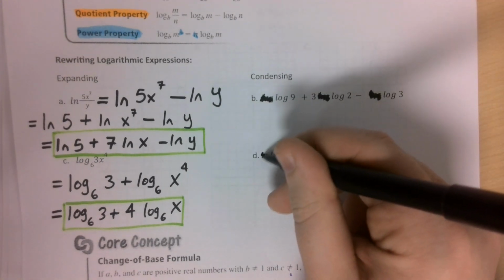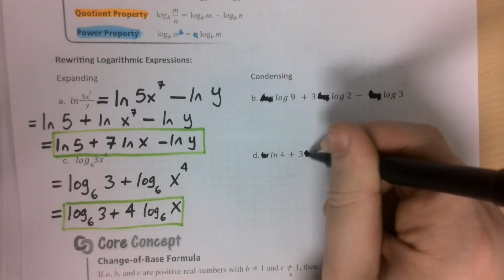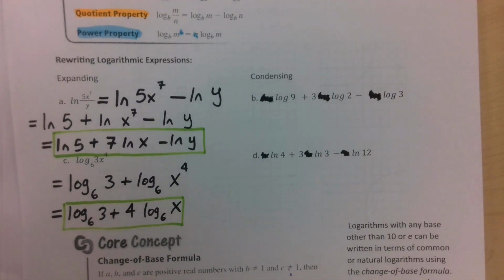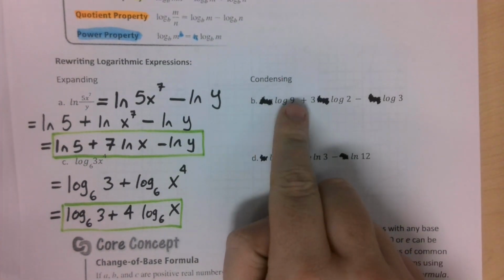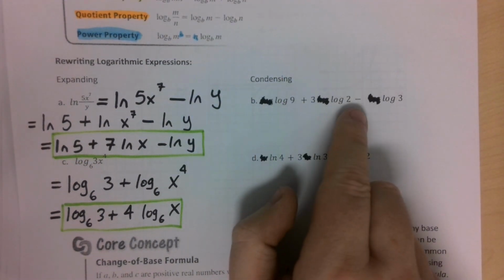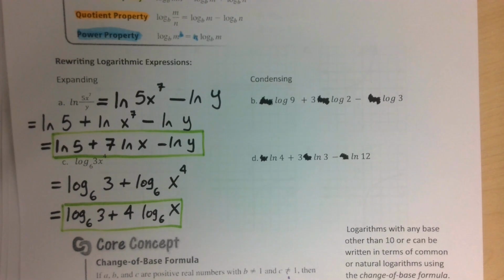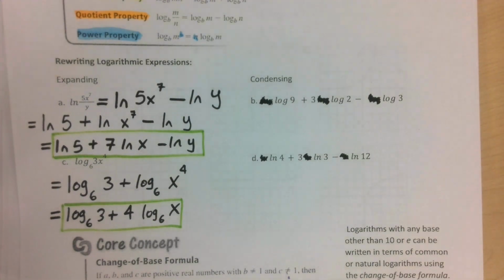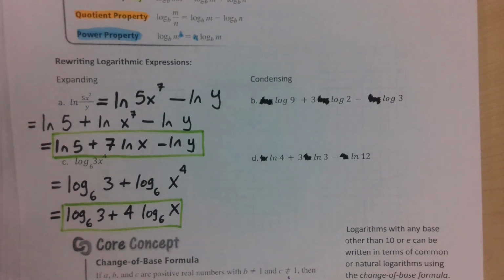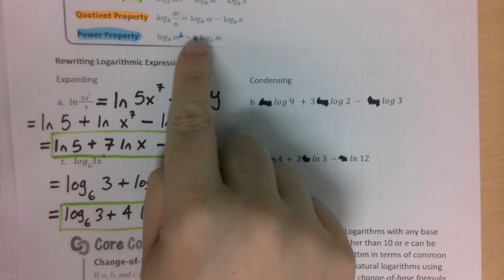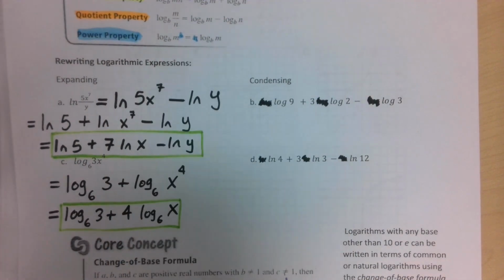So same with problem D, it's double printed. Like so. So what we're really dealing with is log of 9 plus 3 log of 2 minus log of 3. Well, to do this, all we need to do is use these rules in reverse. So my recommendation is always to start with your power properties. If you see any numbers in front of the logarithms, write them as the exponent of your argument.